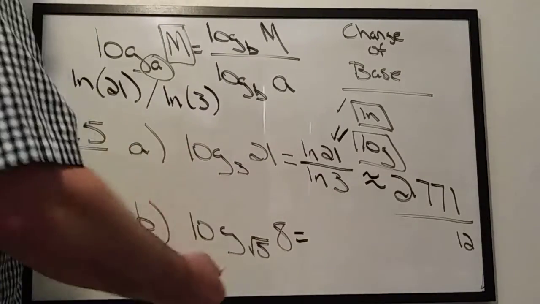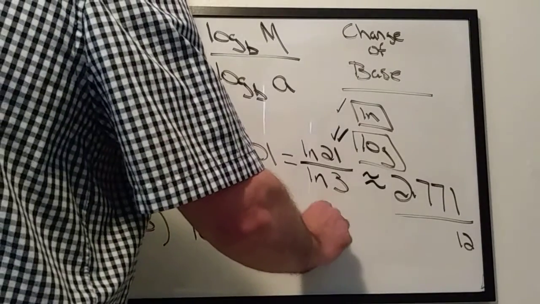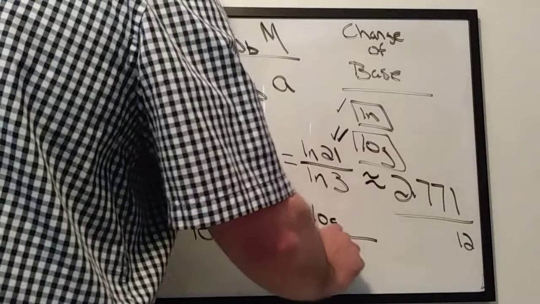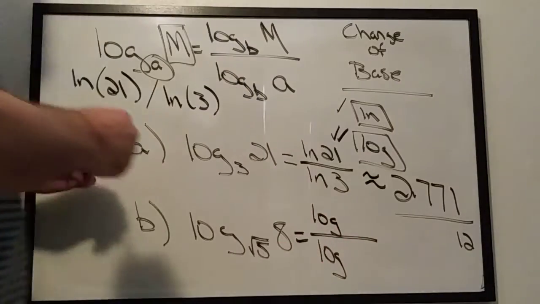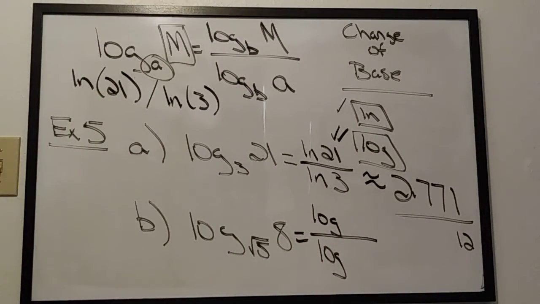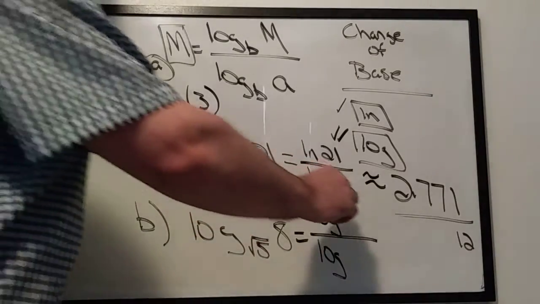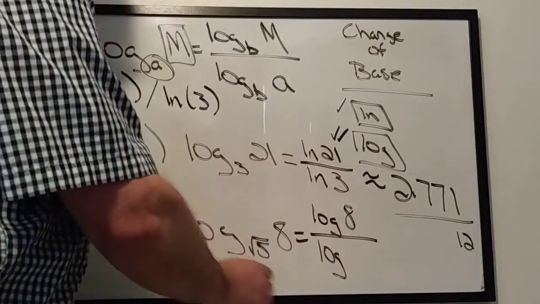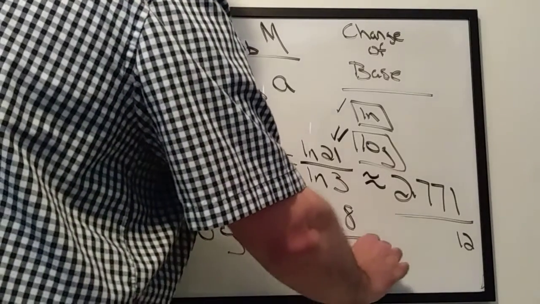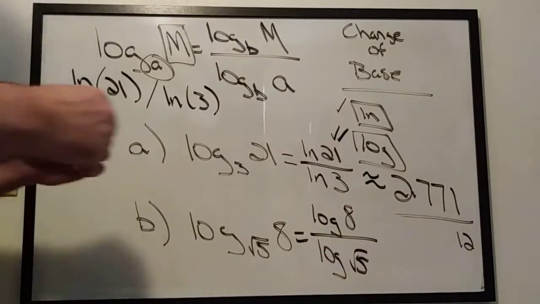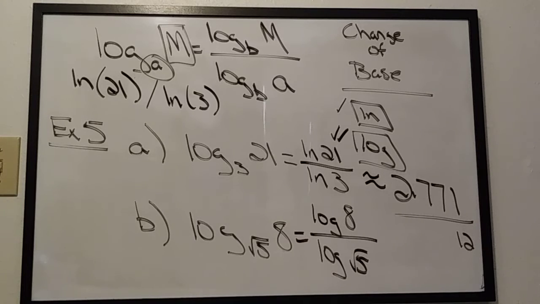So once again, I'm going to rewrite this using the change of base formula, which means I'm going to have a log in the numerator and a log in the denominator. Who's going to be in the numerator with that log? It's going to be the argument 8. And who's going to be in the denominator? The original base of square root of 5. So now I want to do log base 10 of 8 divided by log base 10 of square root of 5. Again, be careful with your parentheses when you type this into your calculator.